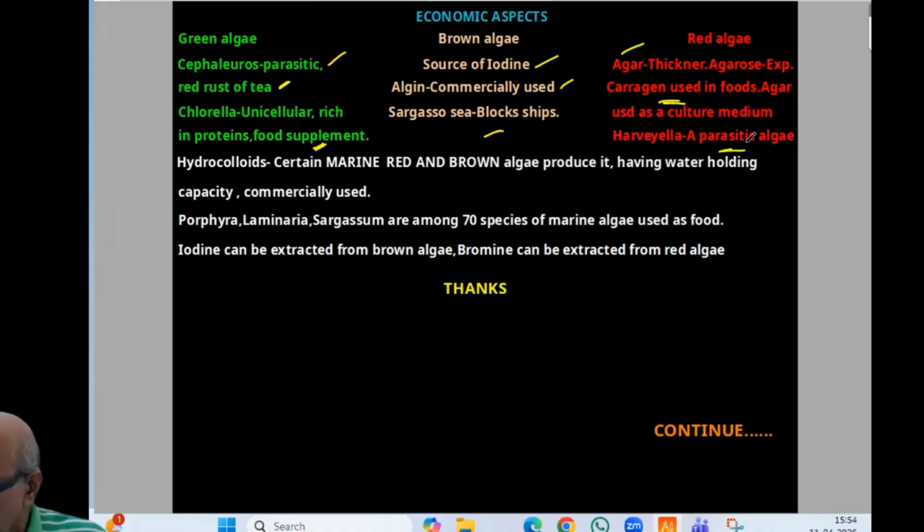And hydrocolloids. Certain marine red and brown algae produce them, having water-holding capacity, commercially used. Porphyra, Laminaria, Sargassum, a previous question, are among 70 species of marine algae used as food. Iodine can be extracted from brown algae, Phaeophyceae, and bromine can be extracted from red algae. Besides it, many other uses are there, but connected with NCERT, this is all they mention.